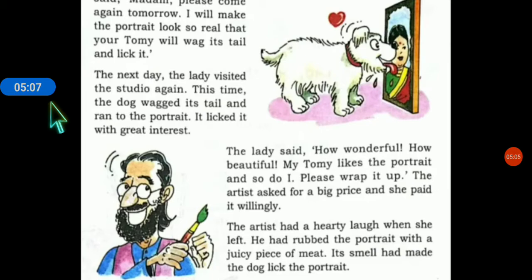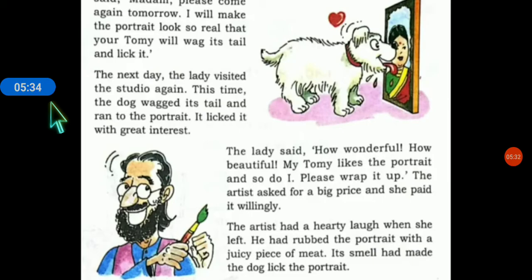That means the dog liked the portrait. The lady said, "How wonderful, how beautiful. My Tommy likes the portrait, and so do I. Please wrap it up. Please pack it up." The artist asked for a big price, and she paid it willingly.